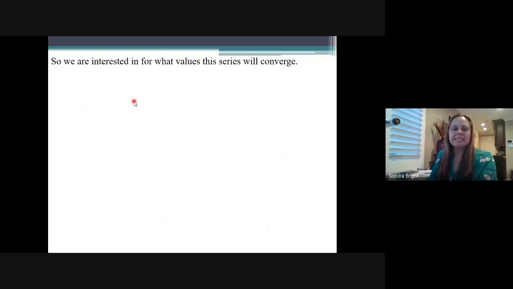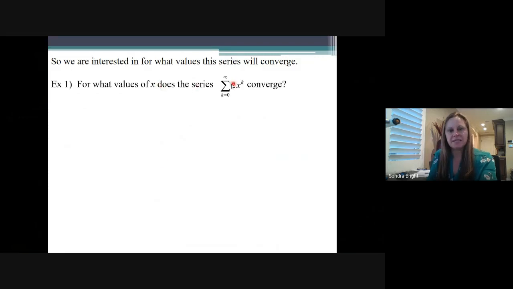What we're interested in is for what values does this series converge? This is so calculus. We're not doing calculus, but we're going to use all of this lesson's information next year in calculus. So for what values of x does the series 2x to the power of k converge?